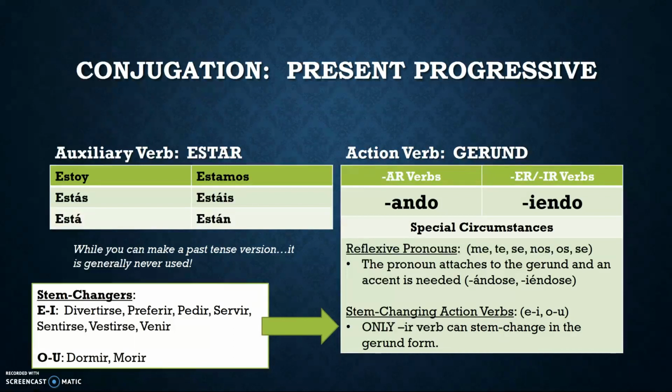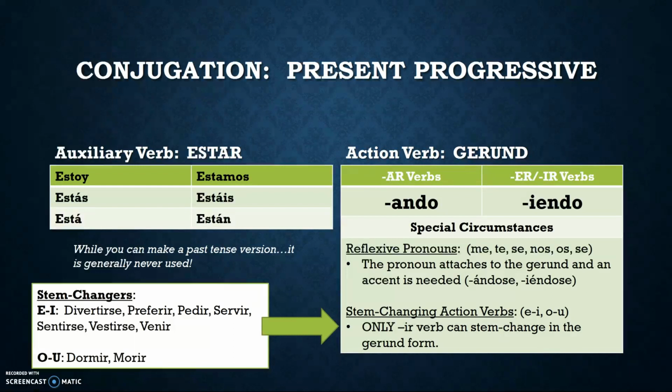But if the stem changer happens to be an IR verb, it will undergo a vowel change in the gerund form. There's only two types of vowel changes that we can have in the gerund, E to I and O to U. So, if we look at the box over here to the left, here are the most common E to I and O to U stem changers that will qualify to change in the gerund form.